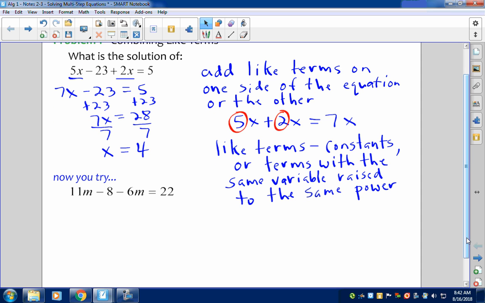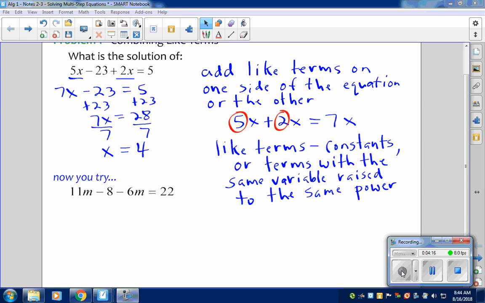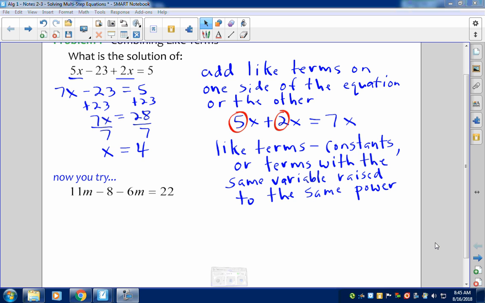Notice it's 11m minus 6m. Okay, the minus goes with the 6m, so you're going to subtract those two first. Go ahead and try that one. All right, so you should have gotten m equals 6.